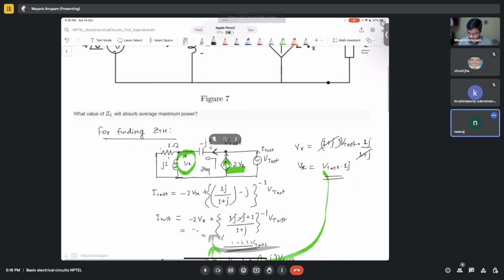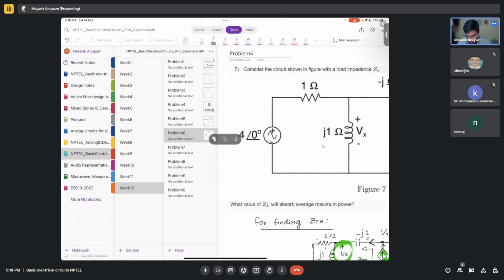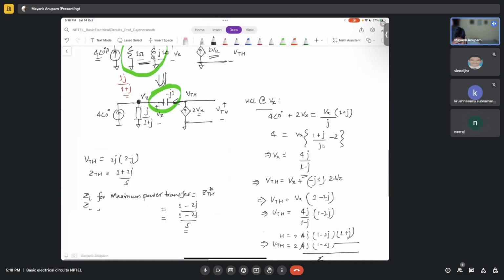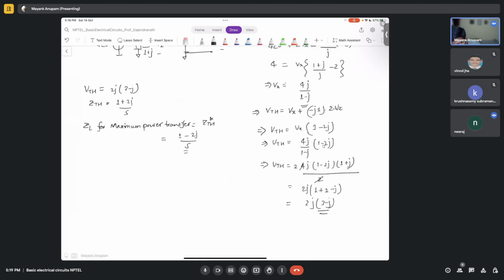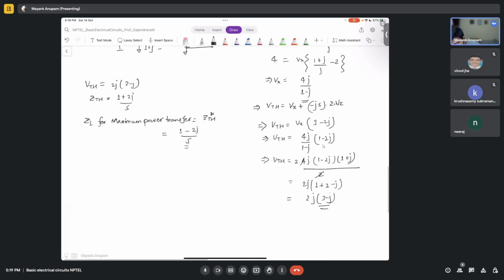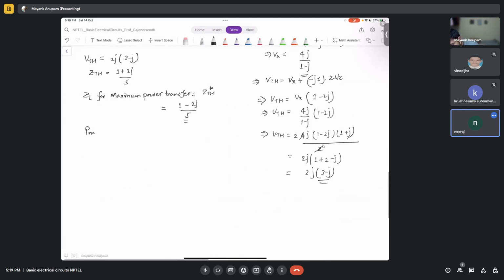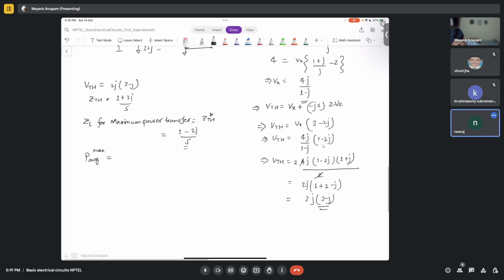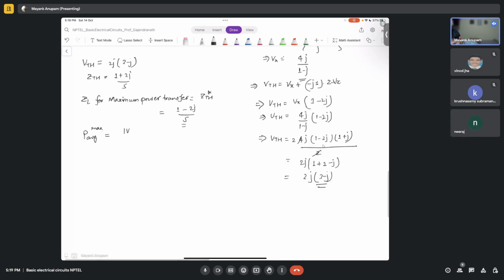Yes sir. So if we probably didn't have to find out what is the value of Vth. By the way, now that we have the value of Vth, can you tell me what is the maximum power transferred? What is P max? What is P average max? Sir, V square by ZL. No, it is mod of V square by ZL, right?